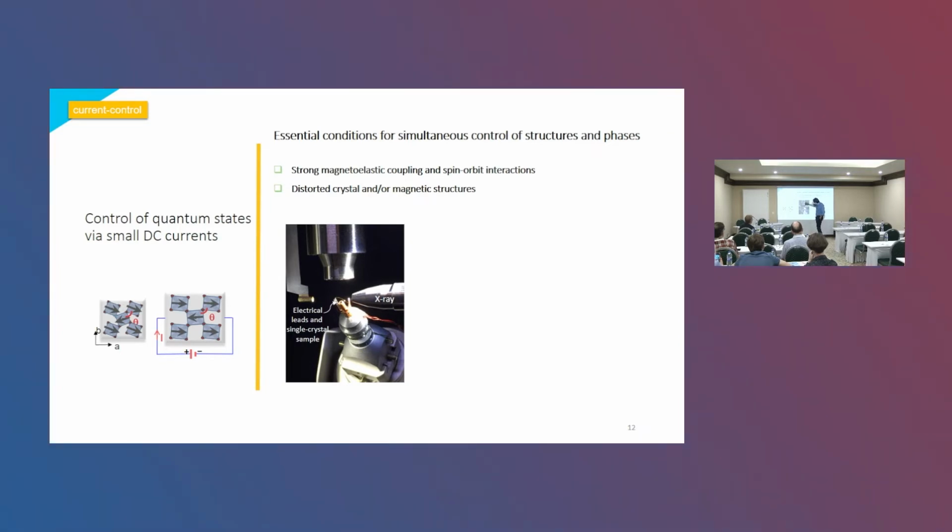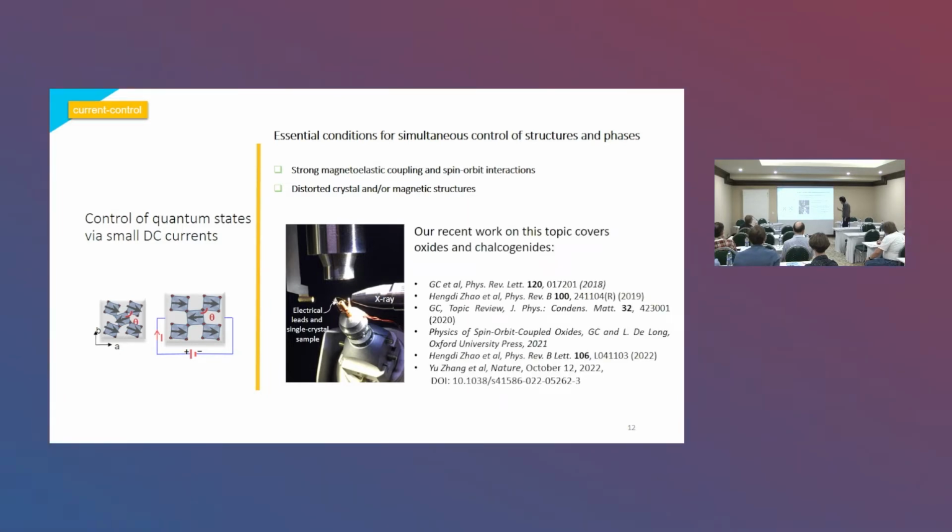You probably cannot see this well. This is our single crystal X-ray diffractometer. We developed a technique where we can study crystal structures as a function of current, as well as temperature. This is one of the setups that we developed, and we have used this technique to study other materials. It is apparently very effective. Today's topic is the most recent example, where we use a very small current to control quantum states.